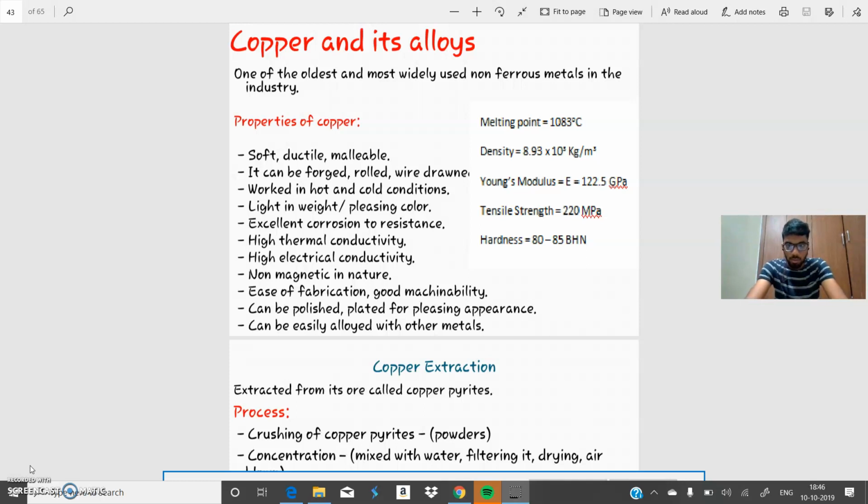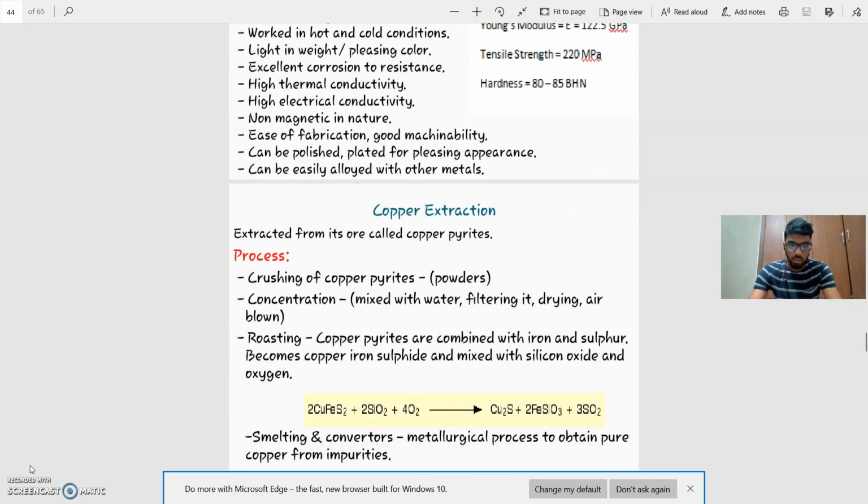Bhn is nothing but Brinell's hardness number, and GPa is nothing but gigapascals, and MPa is nothing but megapascals. So they are the units. Next we are going to discuss copper extraction.